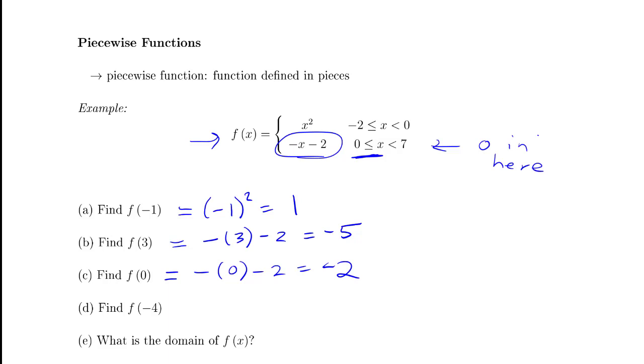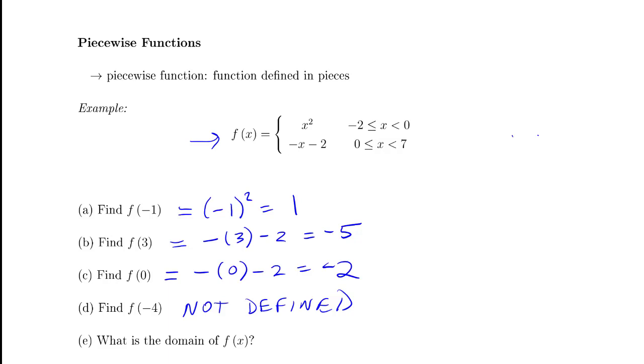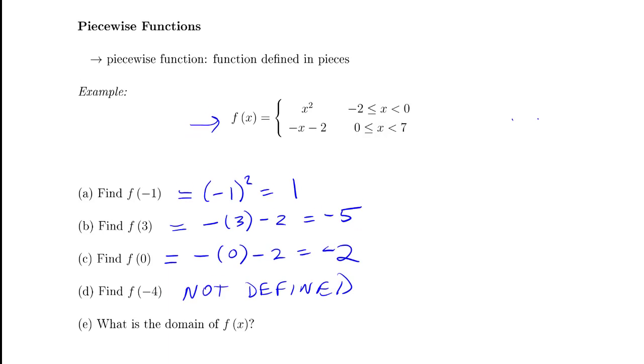f of -4. All right, let's look at that. f of -4, where does -4 fit? It doesn't fit in any of these. That means this is not defined. This function is not defined for -4. It just doesn't address it at all, right? This is not saying that -4 couldn't be squared or couldn't be taken negative and subtracted 2. This just means that this function doesn't deal with -4.